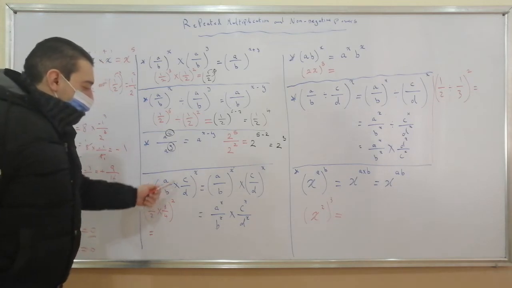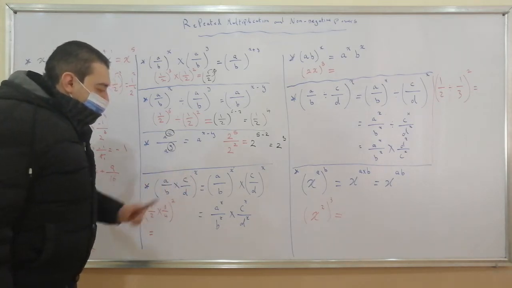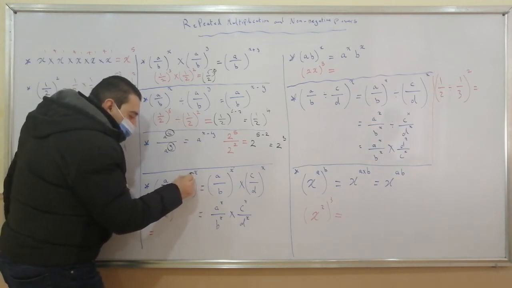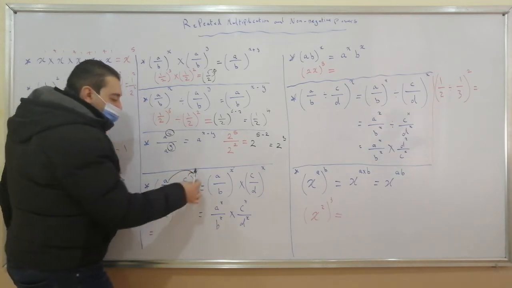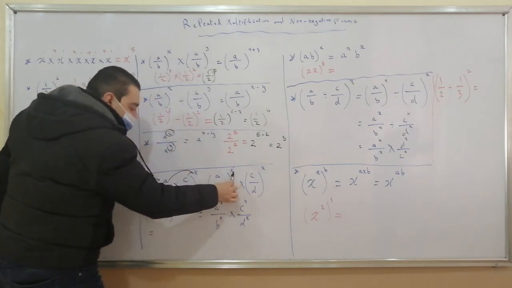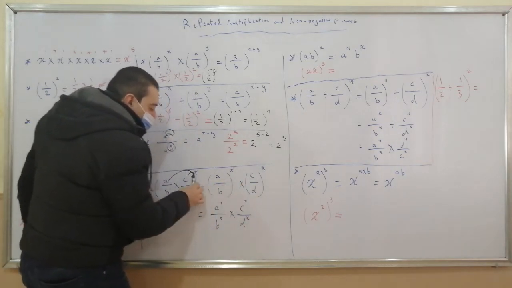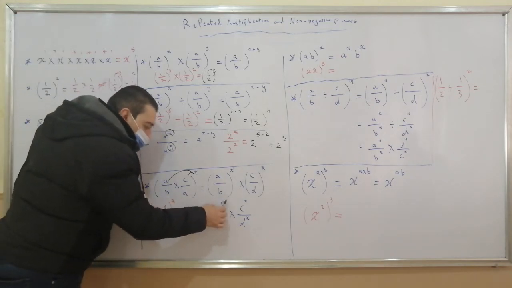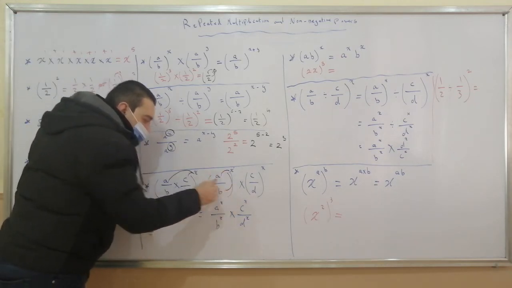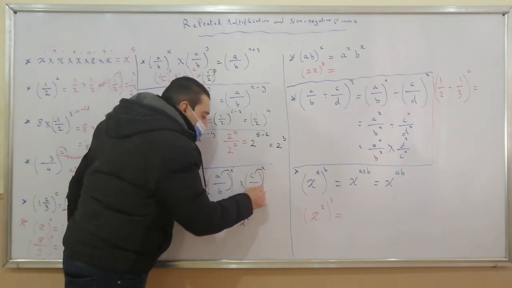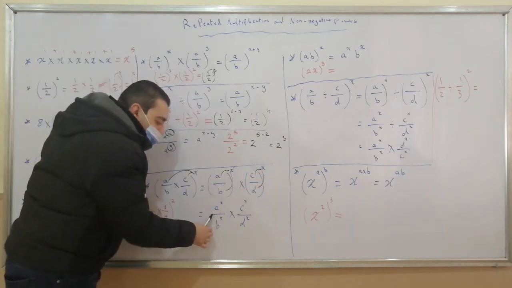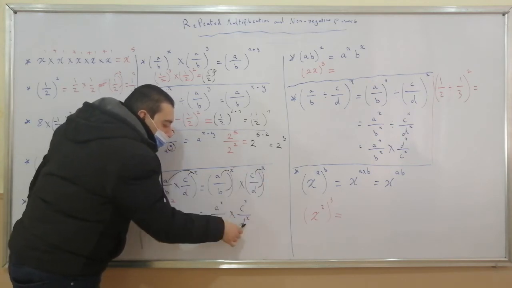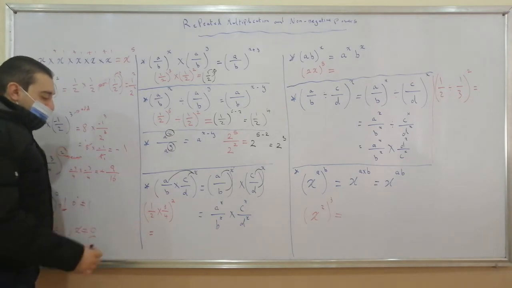A over b times c over d all power x. Here we can distribute the power over the two fractions. This means a over b all power x times c over d all power the same power, the power x. This means we distribute the power over the bracket here and over the bracket here also, a power x over b power x times c power x over d power x. This is a simple example.